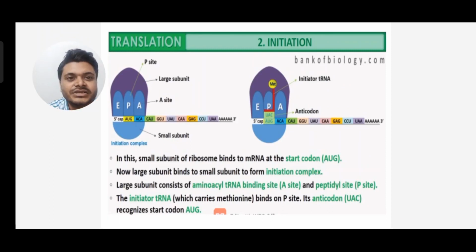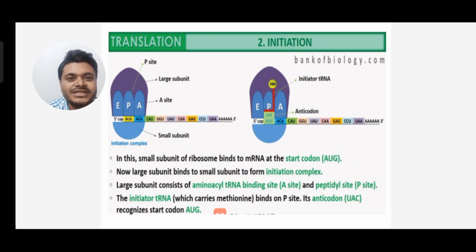Next is initiation. In this, a small subunit of ribosome binds to mRNA at the start codon, that is AUG. You have to first remember that in the genetic code there are a total of 64 codons, out of which one is a start codon and three are stop codons. The start codon is always AUG, and the stop codons are UAA, UGA and UAG. In the ribosome there are three sites: P site, E site and A site.